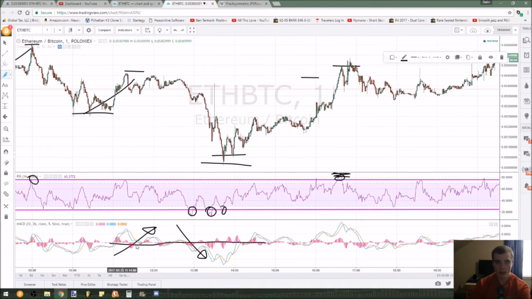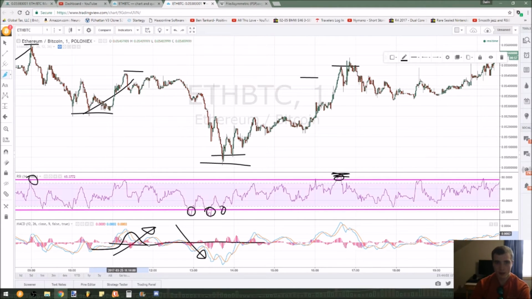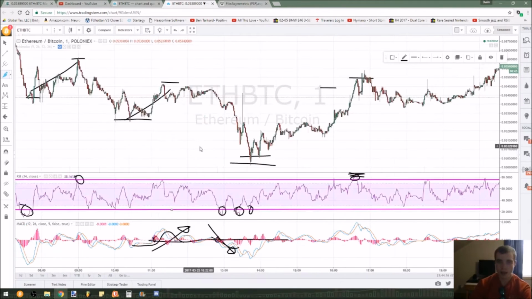So these would be entries if these lines cross up through. See those lines in the background? These blue and orange lines. If they cross up through the 0, that's entries, and if they cross down below, that's exits. So up and below. That's the way that I know how to trade the MACD.